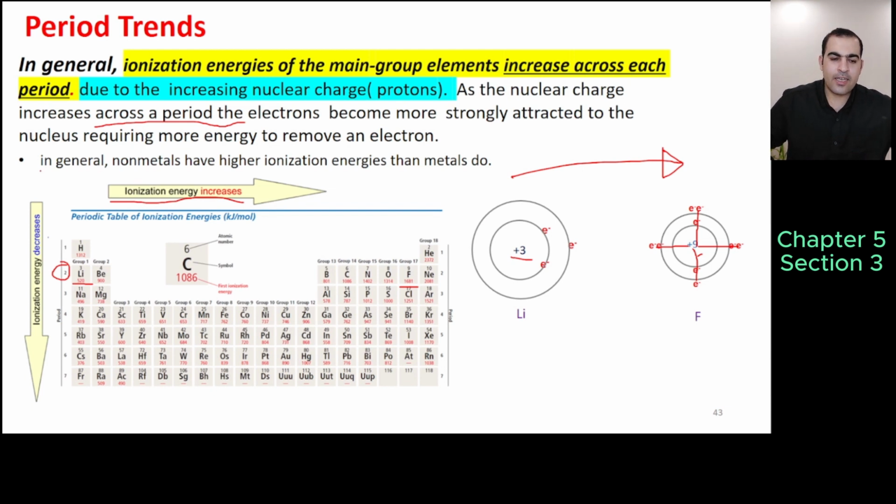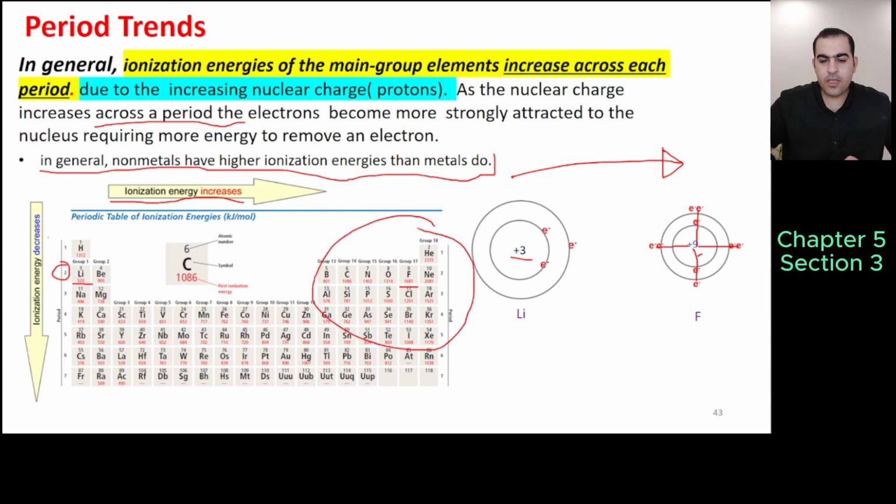Okay, look here, guys. In general, non-metals have higher ionization energy than metals do. Guys, why do we study ionization energy? From ionization energy, we understand that metals need less energy to remove one electron. And non-metals, where are non-metals? On the right side of the periodic table, and from left to right, ionization energy increases. It means if you want to take one electron from that atom, you need higher energy, because there's high attraction.